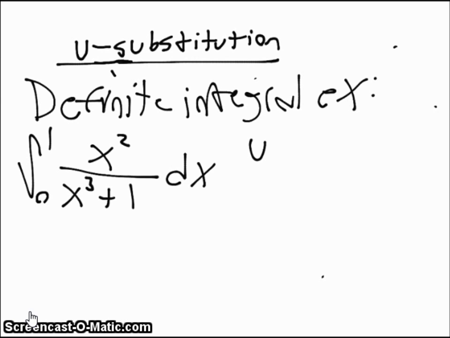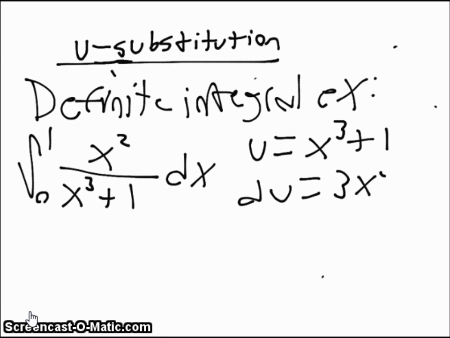So in this problem, our u is x cubed plus 1, which is on the bottom, and our du is 3x squared dx, which is just the derivative of u times dx. So in order to get du, you have to multiply your integral by 3 inside of it, and then you do the reciprocal on the outside.